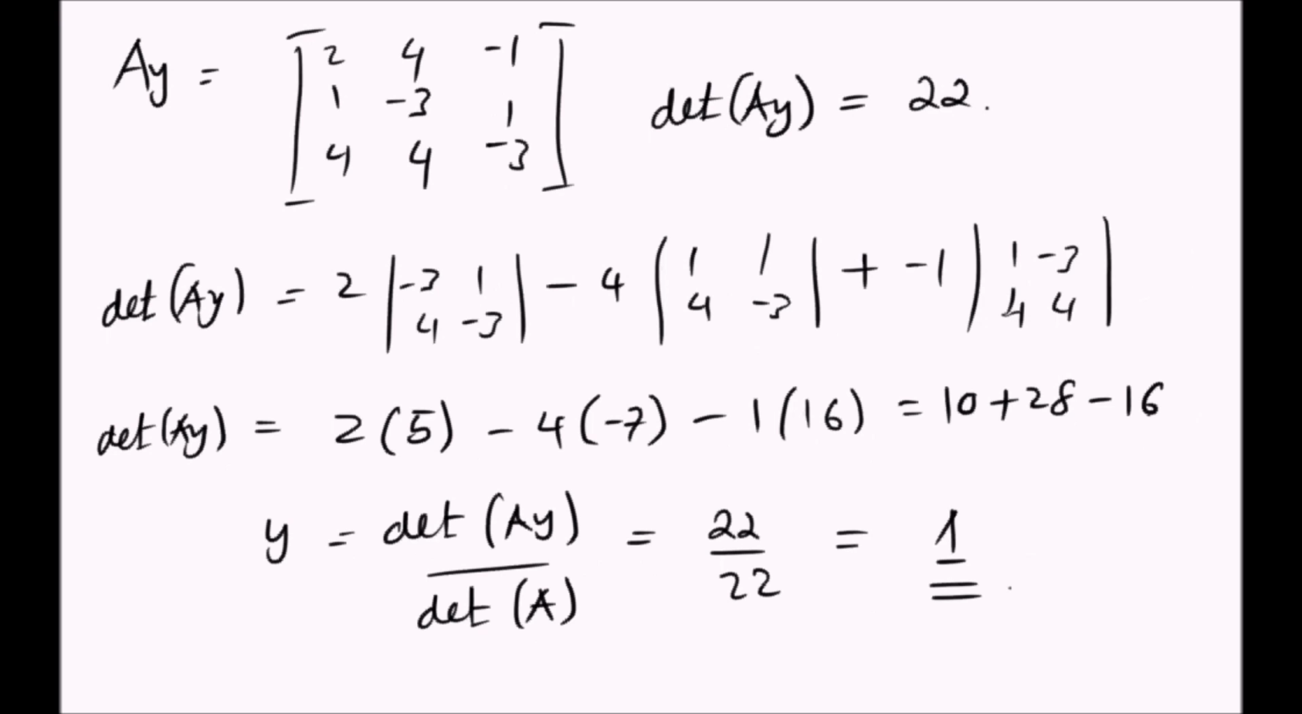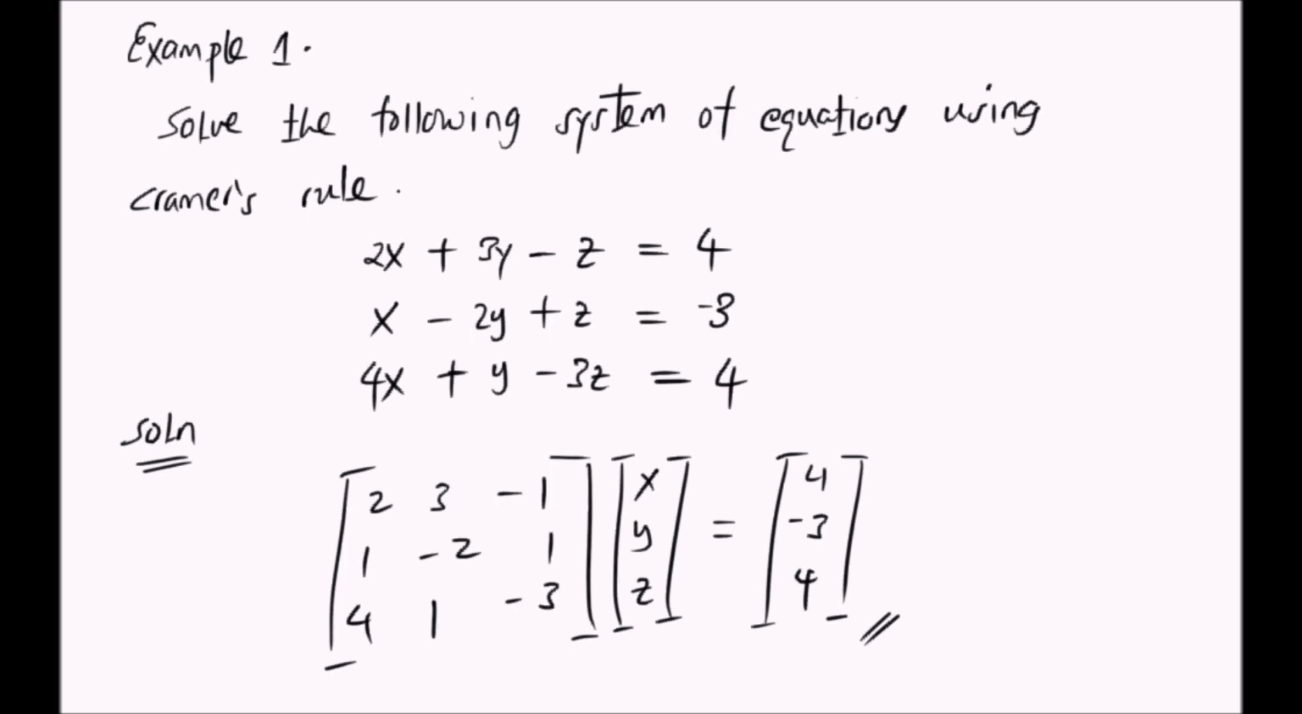Z ni negative 1, Y ni 1, X ni 0. So a final answer sasa ya hili swali letu ni x sasa na 0, y sasa na 1 na z sasa na negative 1. Yeah, so haya ndo majibu ya hii system of equations.